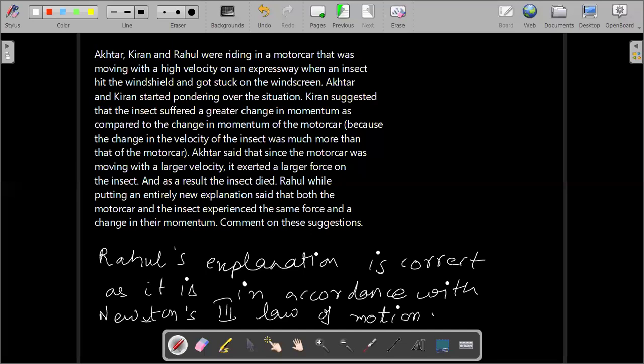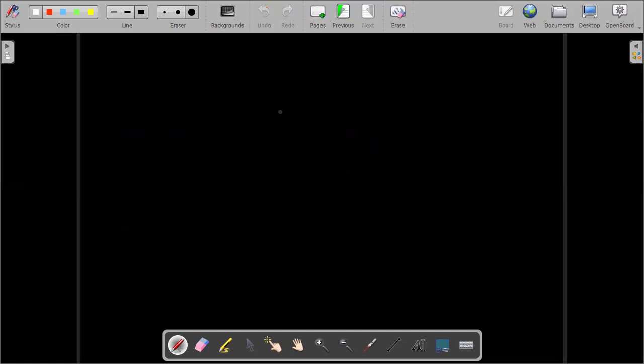So here Rahul's explanation is correct as it is in accordance with the Newton's third law of motion. Got it? Now we have to say the differences between osmosis and diffusion.